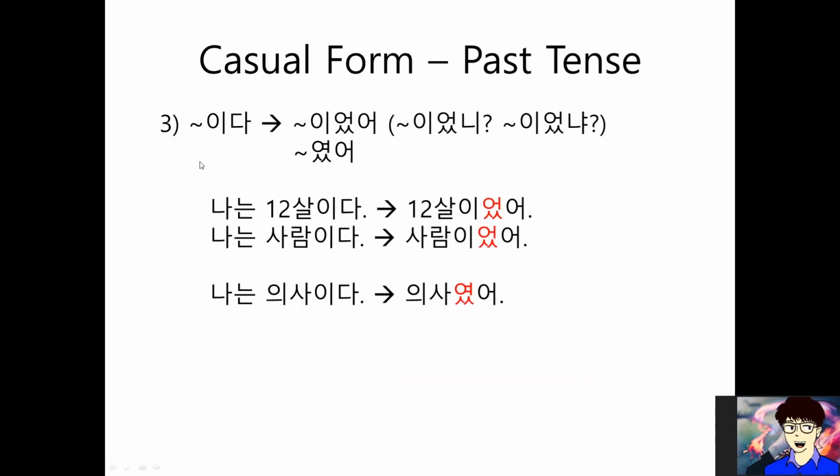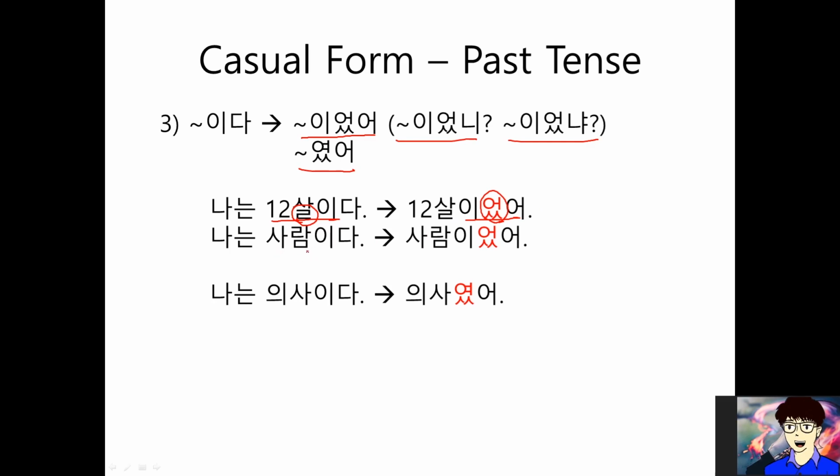In the third case, 블라블라이다. 블라블라이다 is changed like 블라블라이었어. Or 블라블라였어. And when you want to make a question, 블라블라이었니? Or 블라블라이었냐? Like that. For example, 12살이다. There is a 받침, right? In that case, you have to say 12살이었어. When there is a 받침.